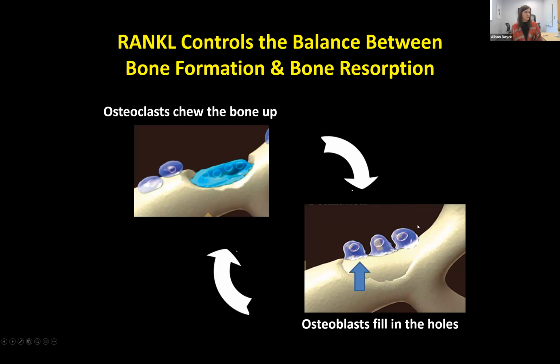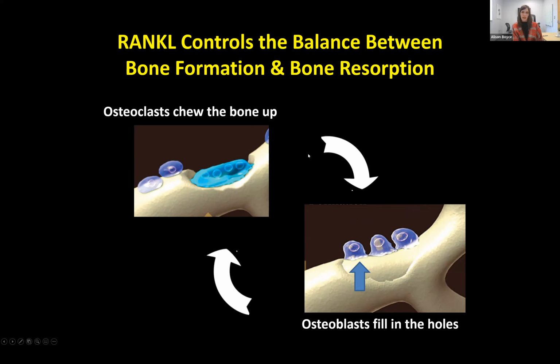So first, RANKL. RANKL is a protein that controls the balance between bone formation and bone resorption. This is a process that is going on all the time in both FD bone and in healthy bone. So osteoclasts, or bone breakdown cells, chew up the bone, and then the osteoblasts, or the bone forming cells, come in and make new bone and fill in that hole. And this cycle goes on and on, and it's how the bone renews itself and stays healthy.